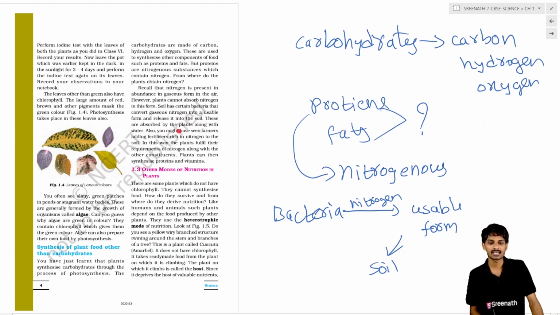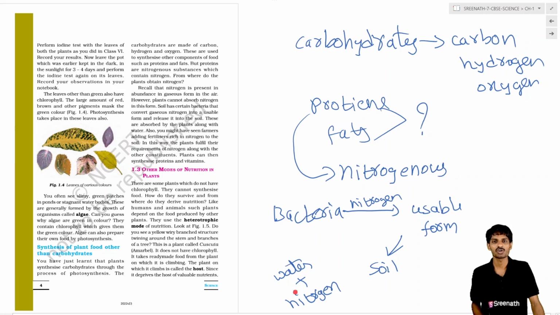These are absorbed by the plants along with water. Along with water, nitrogen is also absorbed by plants. Gaseous nitrogen is converted by bacteria into another form, which is released into the soil. So in the soil there is water and also a usable form of nitrogen. Along with water, nitrogen is absorbed by plants, so that they can prepare proteins.